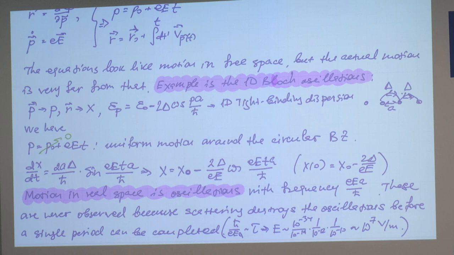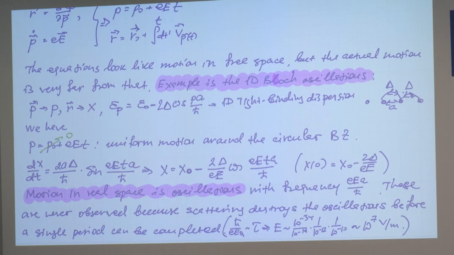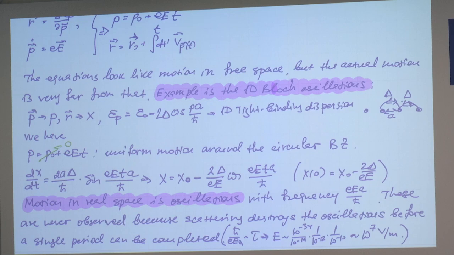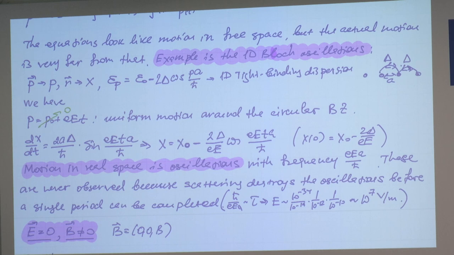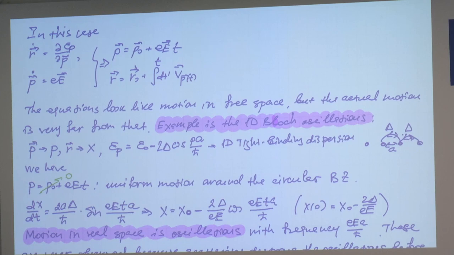This is the momentum at which I calculate the band velocity, and what we get actually is oscillations in real space. Unlike a conventional particle that will just simply accelerate through real space indefinitely, the particle in this one-dimensional band model oscillates around a particular position. These oscillations are known under the name of Bloch oscillations.